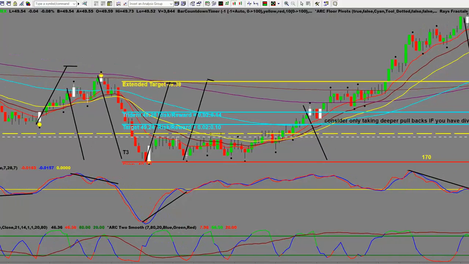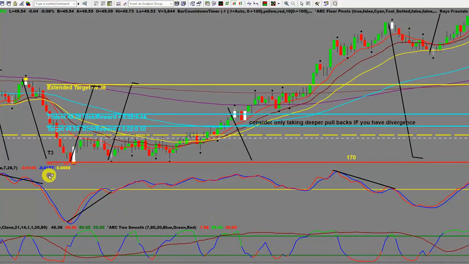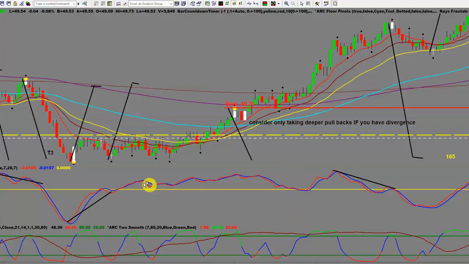That's where you get these lower probability trades. At a pivot, remember, we don't want to buy into resistance, or we don't like buying into resistance, nor do we like selling into support. So up here then I had a 200B, and just remember, when you get your deeper pullbacks, consider only taking deeper pullbacks if you have divergence.